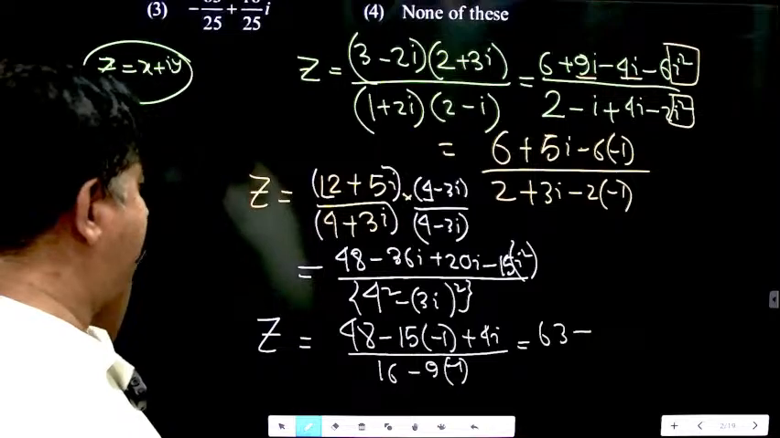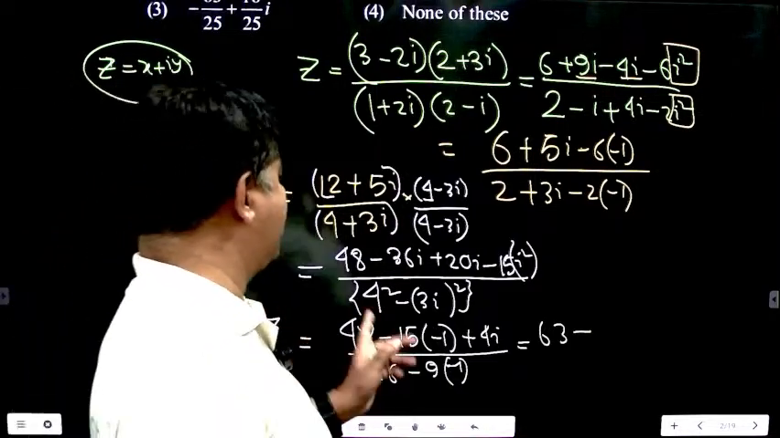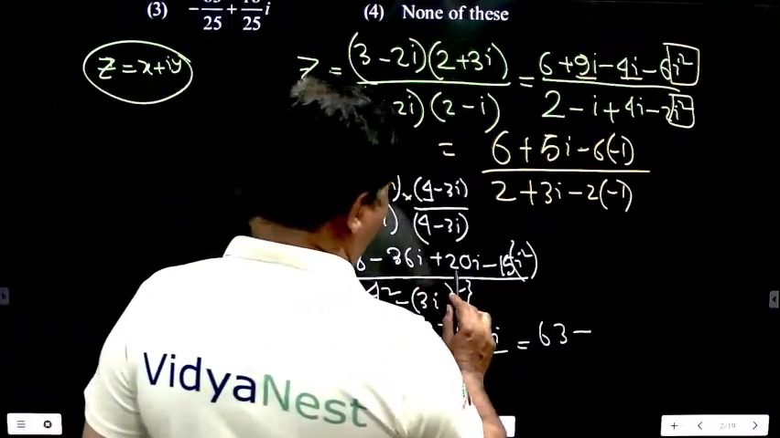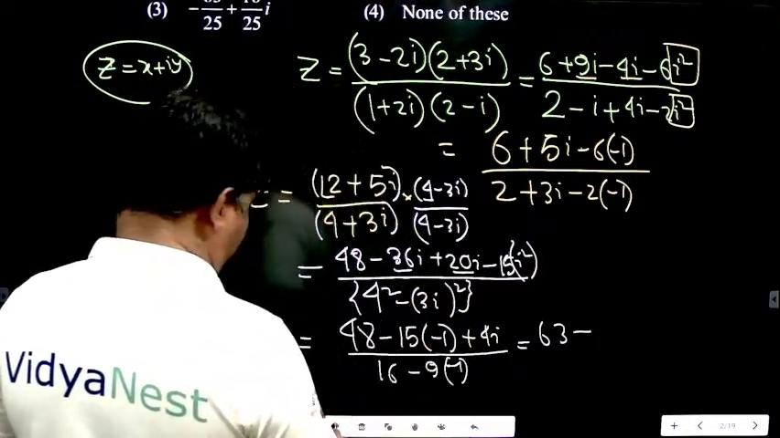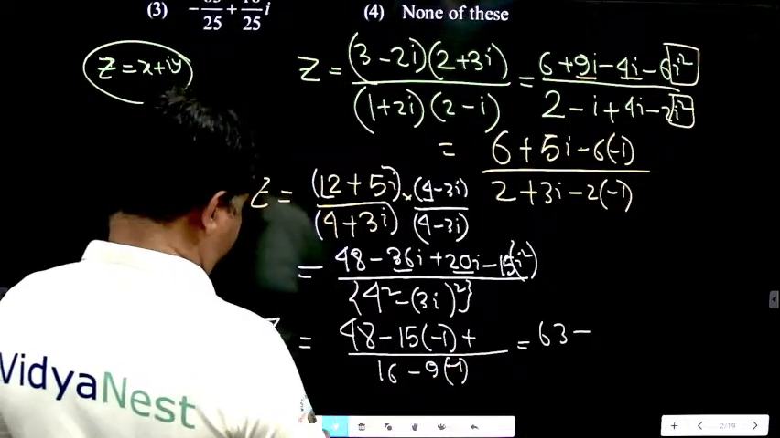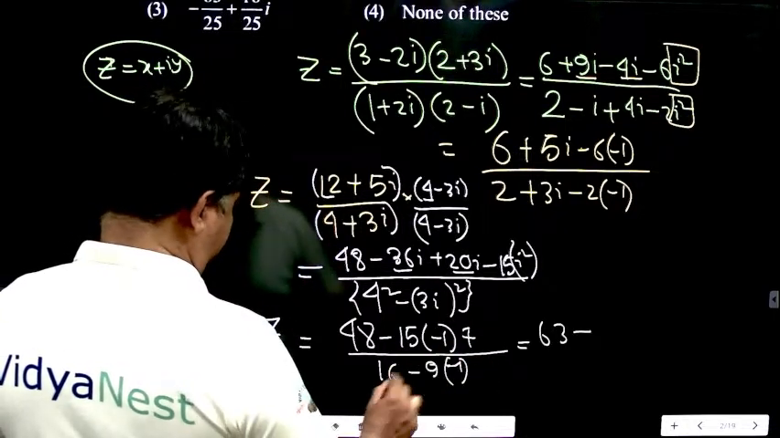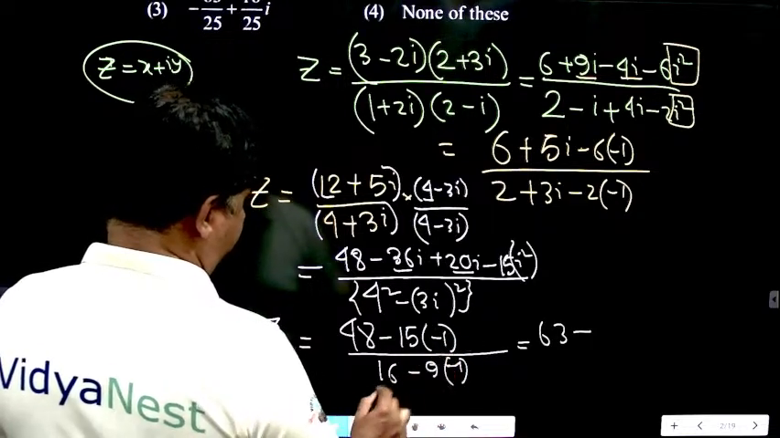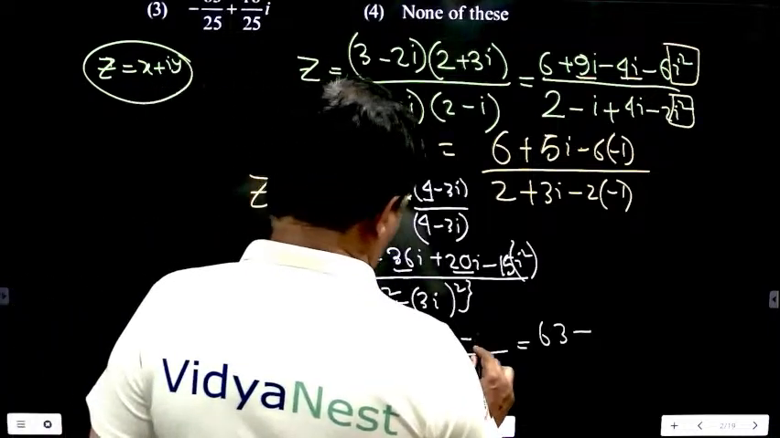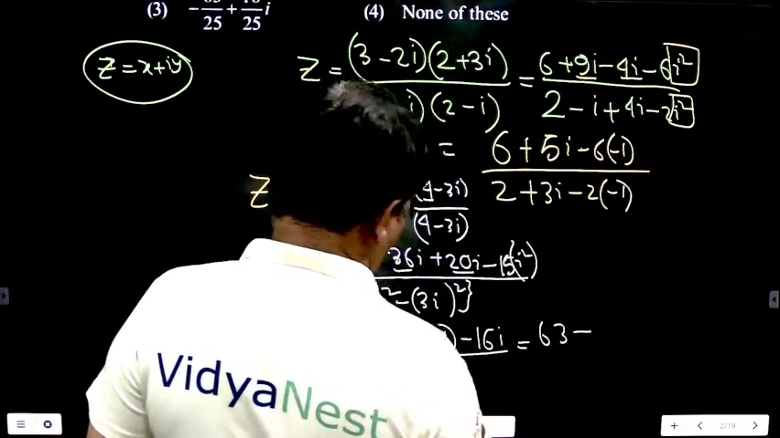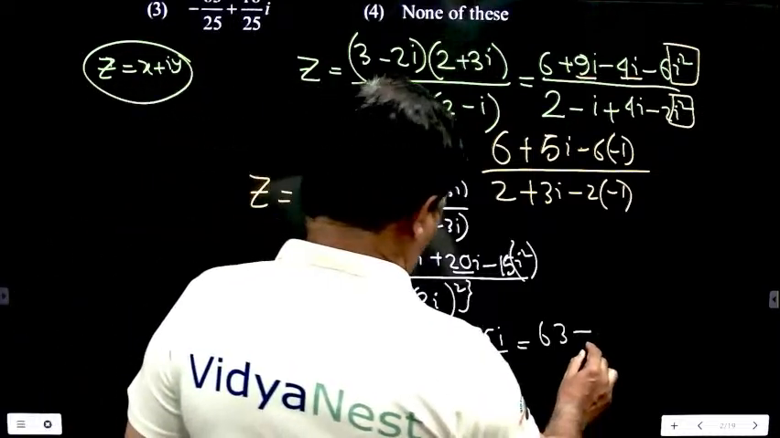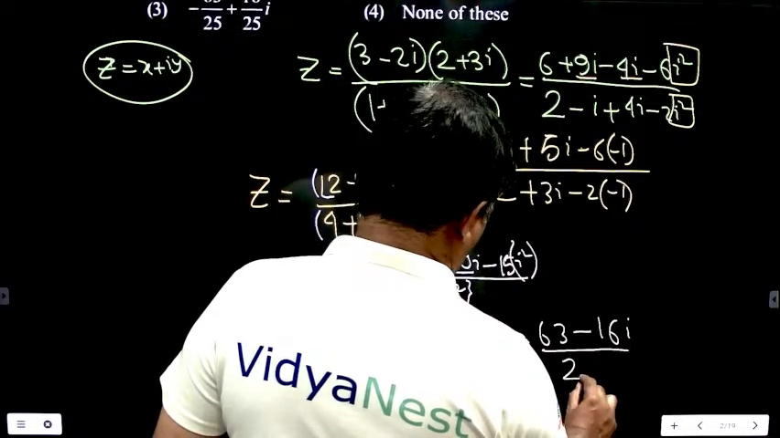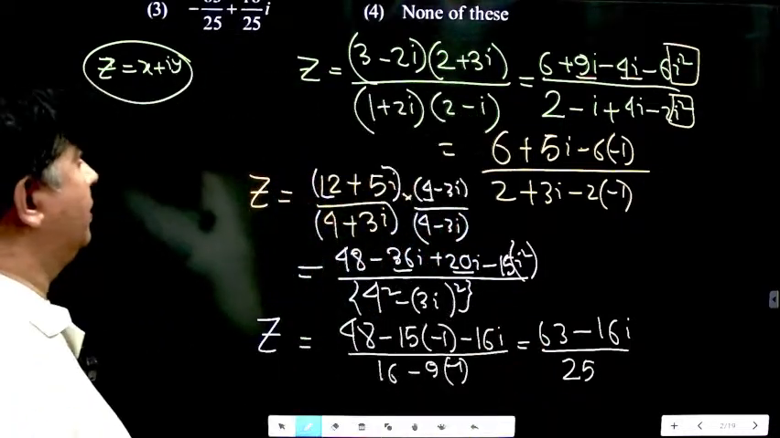See, if you are not careful, there is a scope for mistakes, which is applicable for me also. I have made a mistake also: 20i minus 36i. So 63, 25. That is Z.